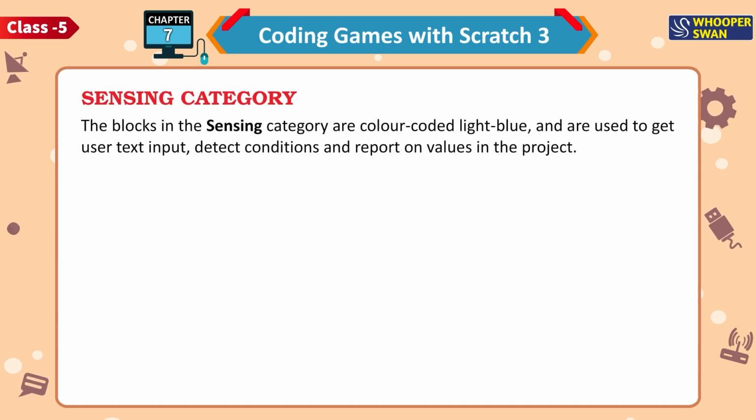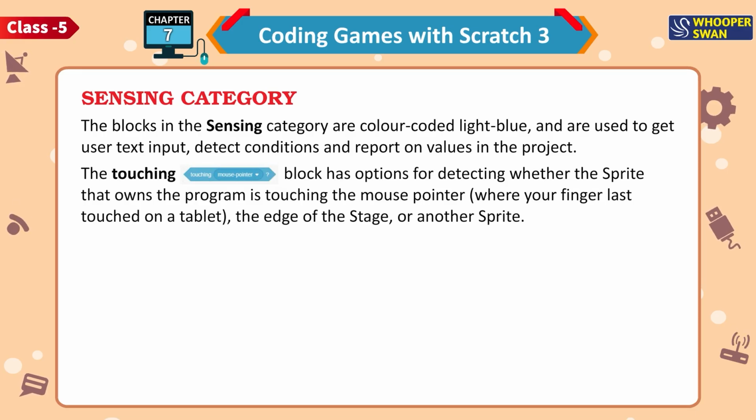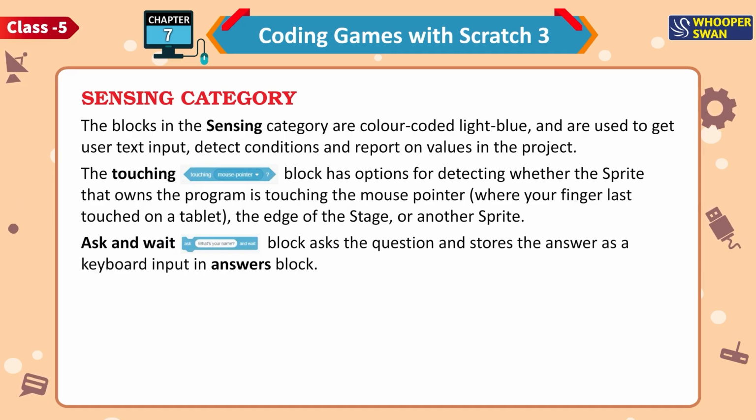Sensing category. The blocks in the sensing category are color-coded light blue and are used to get user text input, detect conditions and report on values in the project. The touching block has options for detecting whether the sprite that owns the program is touching the mouse pointer, where your finger last touched on a tablet, the edge of the stage, or another sprite. Ask and wait block asks the question and stores the answer as a keyboard input in answers block.